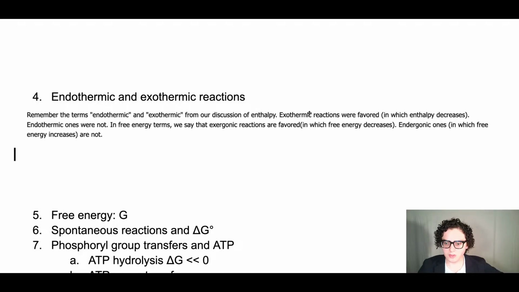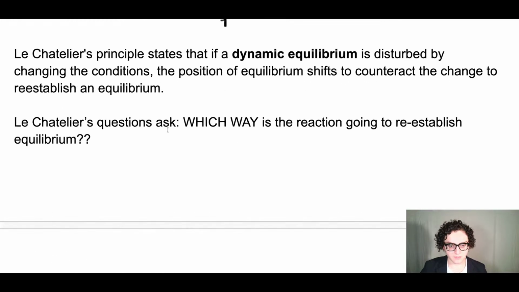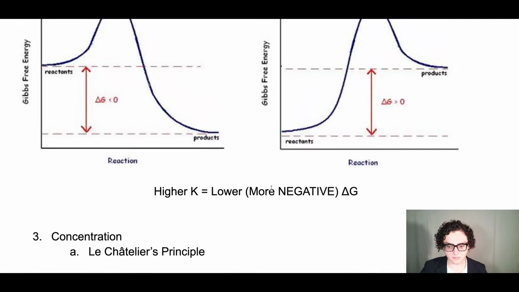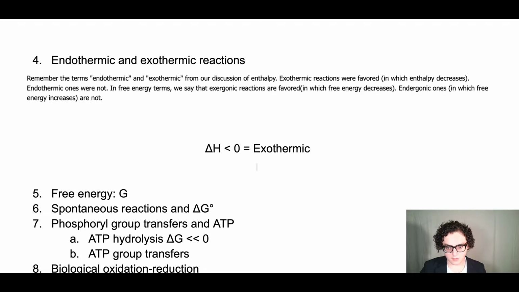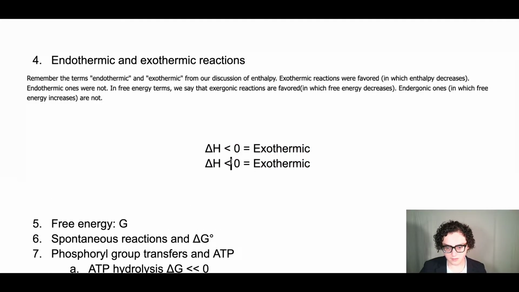So exothermic reactions are favored. Exothermic reactions are reactions in which enthalpy decreases. So enthalpy being delta H. Delta H is less than 0 equals exothermic. Delta H is, we're just going to copy this, and then it's going to be the opposite. So delta H greater than 0 is endothermic.